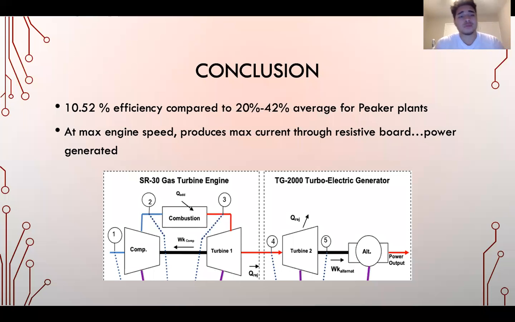In conclusion, 10.52% efficiency is actually fairly low compared to an actual peaker plant, which is where this system would be used. In a peaker plant, we would probably get around 20 to 42%. And so that pretty much tells us that our system is pretty inefficient, probably because of our fuel. And as well, at max engine speed, that will produce our max current through our resistive board, which will give us our power generated. Here are my references, and that is all.